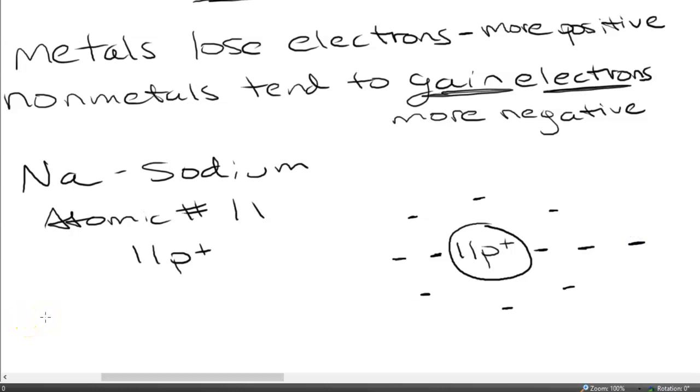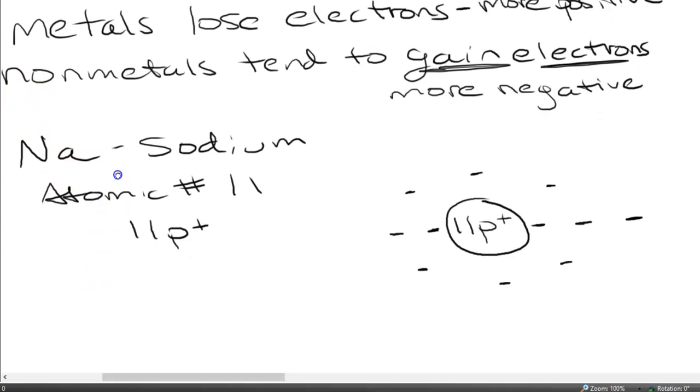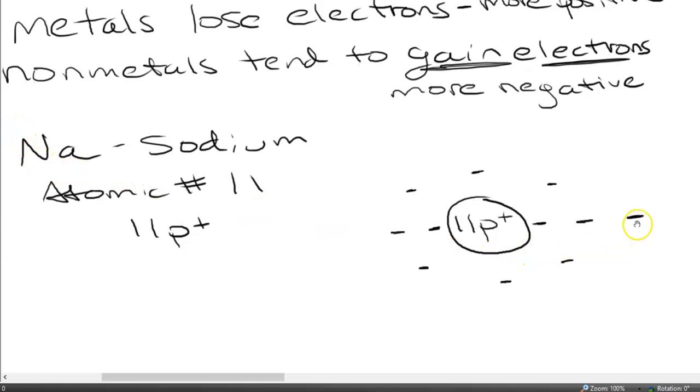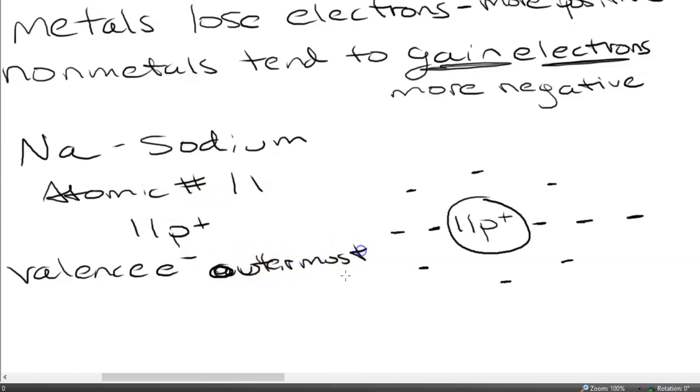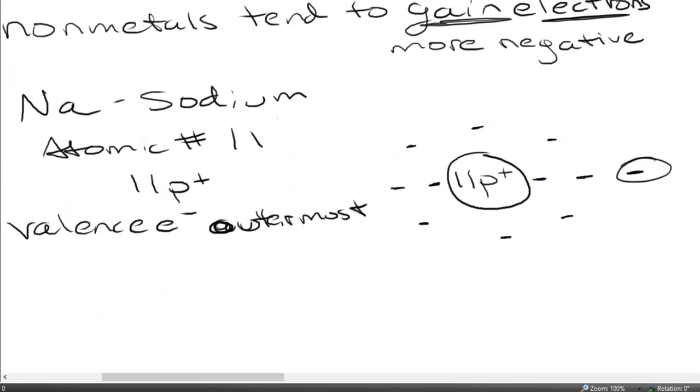So sodium, if you look at it on the periodic table, is in group 1. It's in the first column. And so all the elements in group 1 are going to end up having this one valence electron. Valence electrons are the outermost electrons that an atom has. So sodium only has one electron on the outside in that outer ring. So sodium is going to readily lose that electron, because sodium's a metal. It doesn't need it.